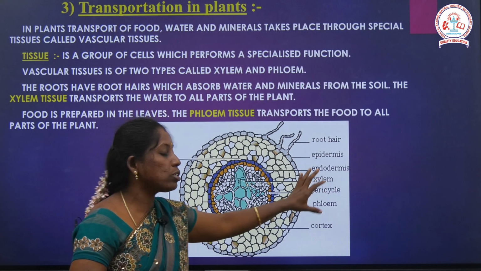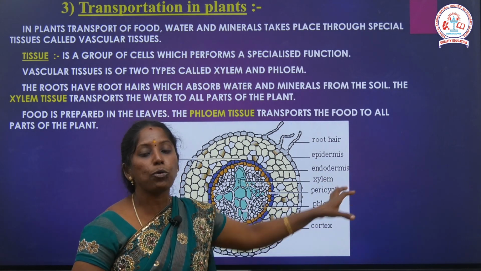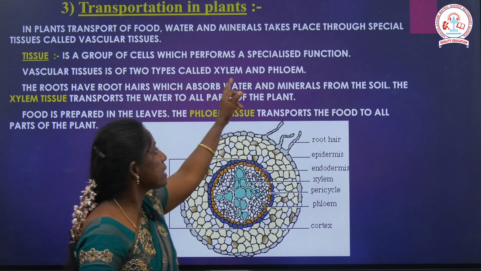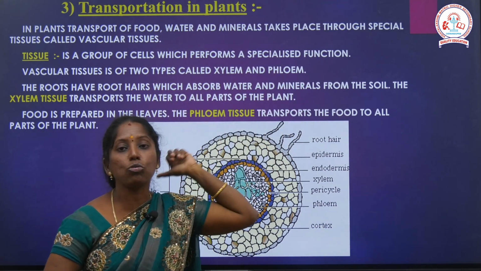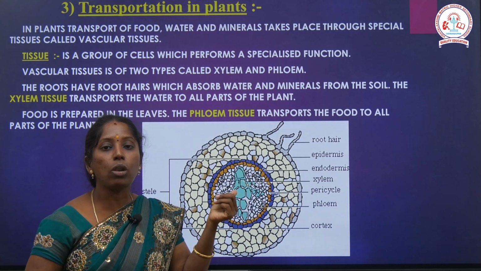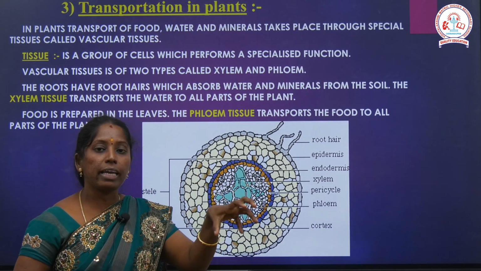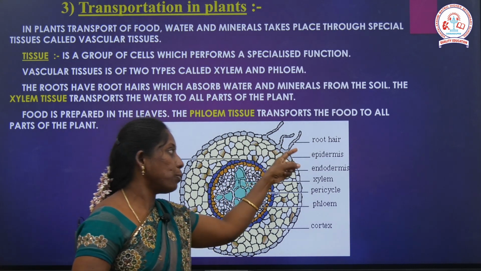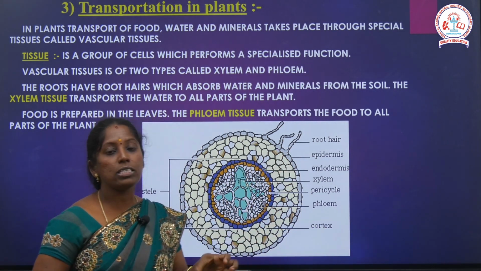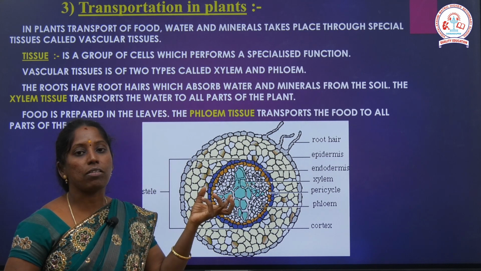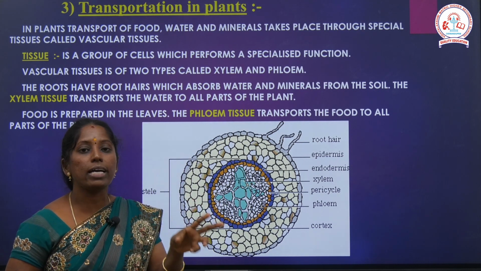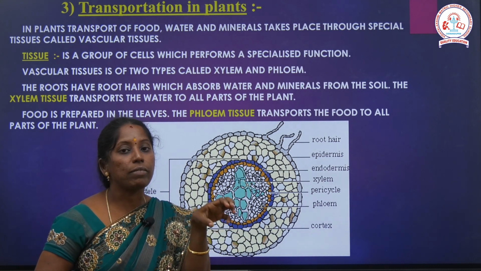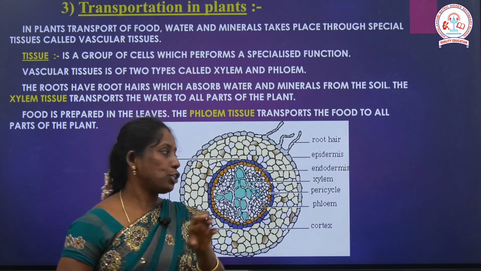So these 2 tissues are involved in transportation in plants. What are the 2 tissues? Phloem and xylem. Xylem and phloem. These 2 tissues are called vascular tissues. Xylem carries water to all parts of the plant, from the root. Phloem carries food from leaves to all parts of the plant. So these 2 are called transportation tissues present in the plants, otherwise called vascular tissues.